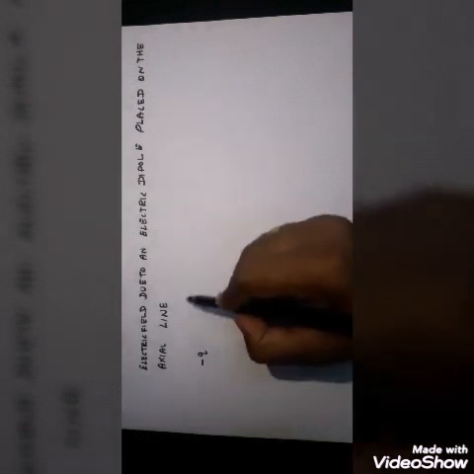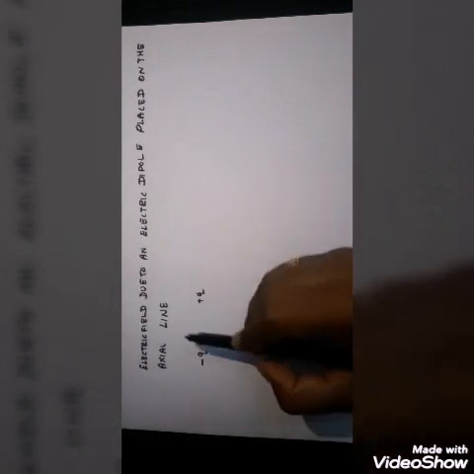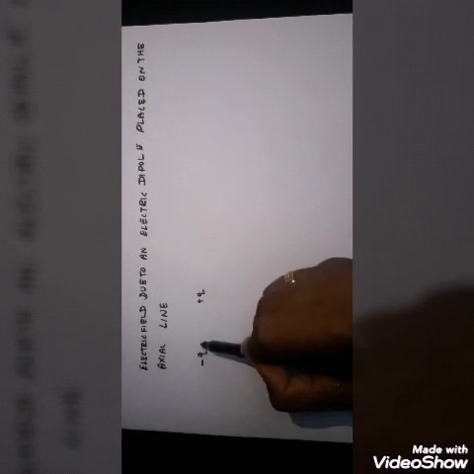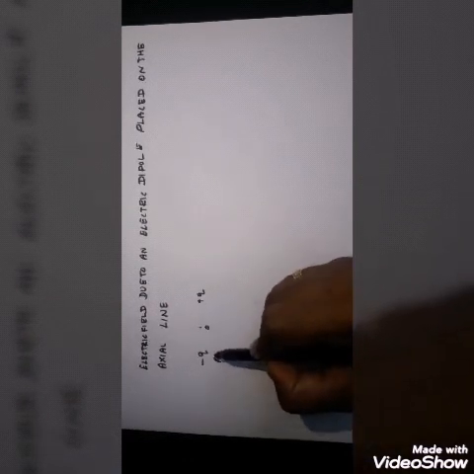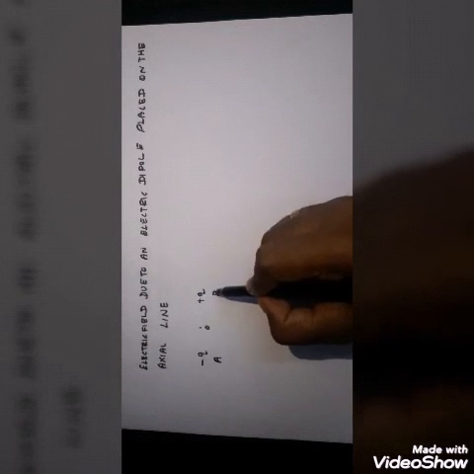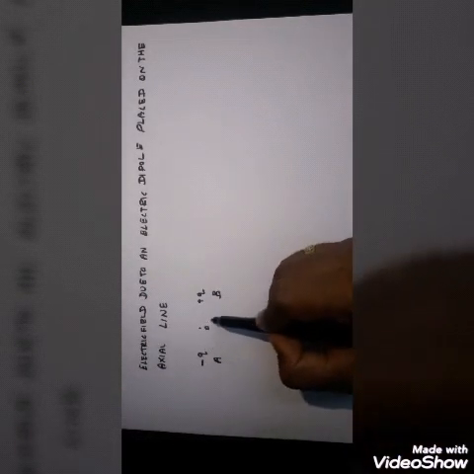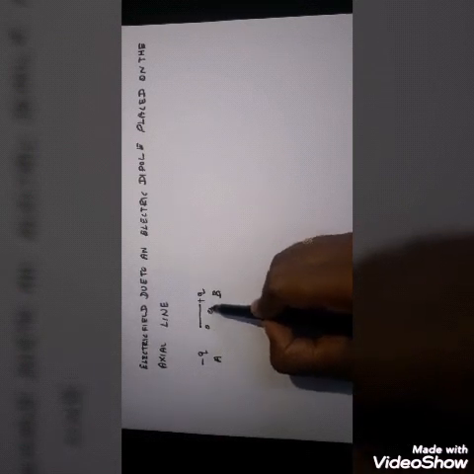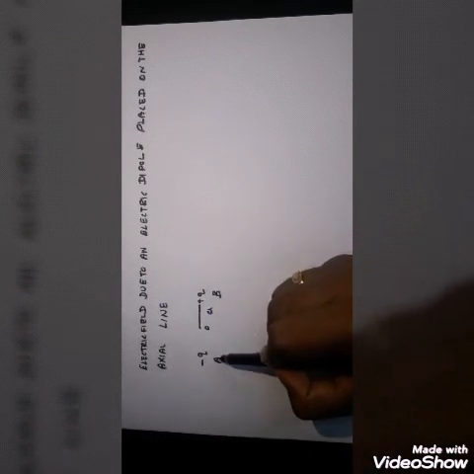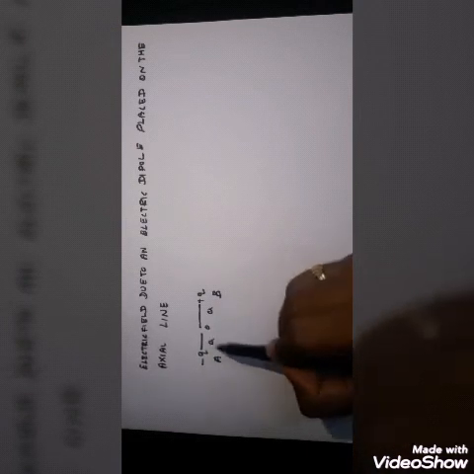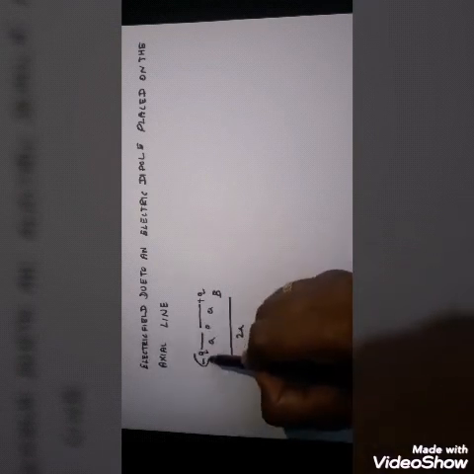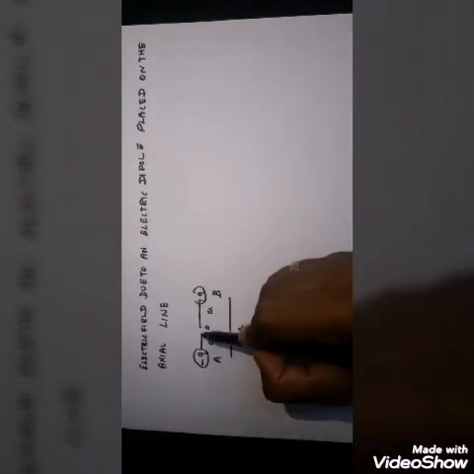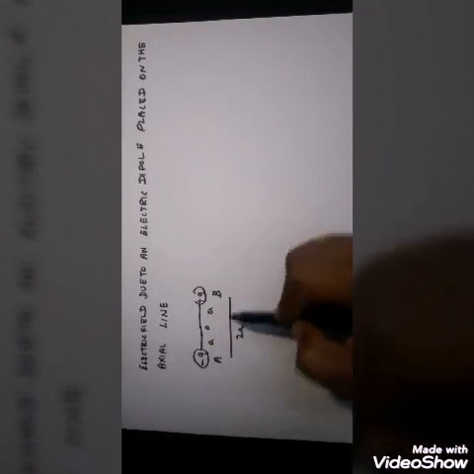Electric dipole means a negative charge and a positive charge, both separated by a very small distance. The center of the dipole is O. From O, this charge is present at A and this charge is present at B. The distance from O to B is a, and the distance from O to A is a. The total distance of the dipole is 2a. This is a minus charge, this is a plus charge, both separated by a very small distance 2a.